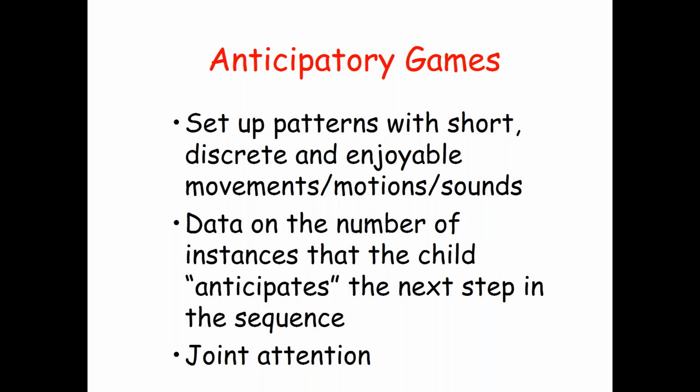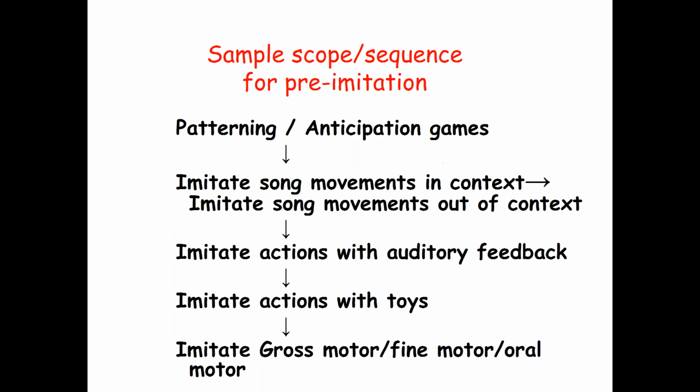So I would take data on the number of instances that he anticipated the next step. And then I would take data on the amount of those anticipations that were actually joint attention. So it's great that he anticipated the falling, but he could fall with or without me in the room. Did he make eye contact with me while he was anticipating the next step? Did he reach out for me while he was anticipating that next step and then smile with me while we were having fun playing this game? And then you just start making the games more sophisticated and more steps than just 3 steps.